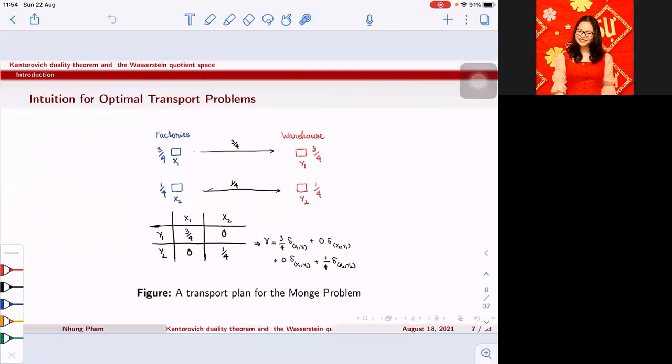Here's the Monge problem. The Monge problem is to transport the goods in the optimal way for the cost without splitting the goods on the way. Here's a transport plan for the Monge problem, and it turns out to be the unique one, where we transport 3/4 of the goods from X1 to Y1 and 1/4 from X2 to Y2.